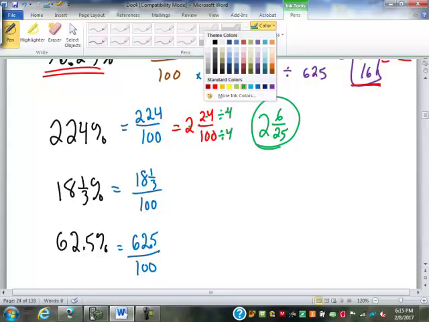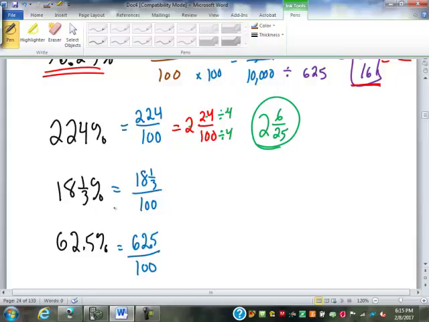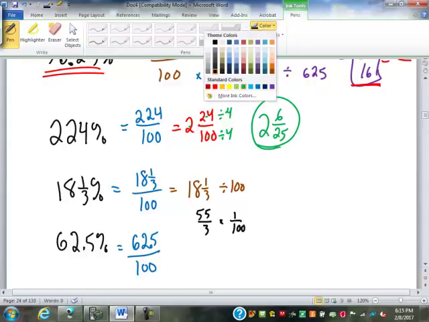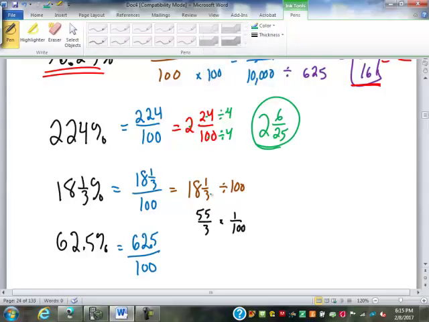I didn't make it a proper size. Okay. So you had 56 25ths. That's fine. So now 18 and a third over 100. 18 and a third percent is 18 and 1/3 over 100. If I do 18 and 1/3 divided by 100, that is 55 over 3 times 1 over 100. Now, does everybody see where the 55 over 3 came from? It's just 18 times 3 plus 1 is 55 over 3.